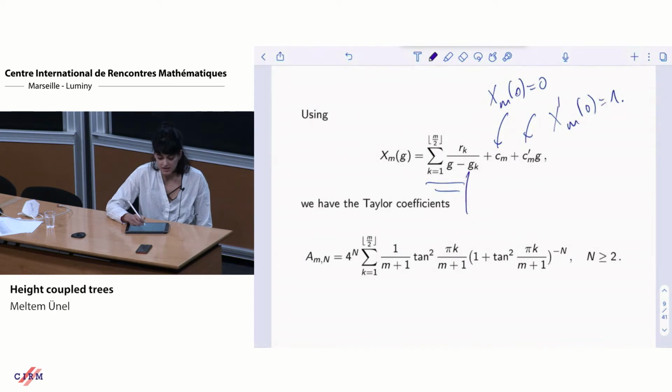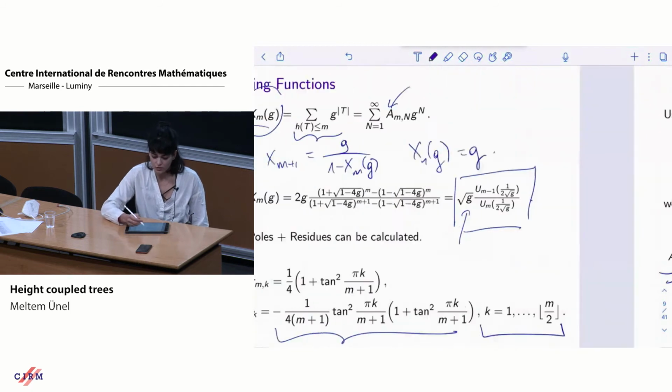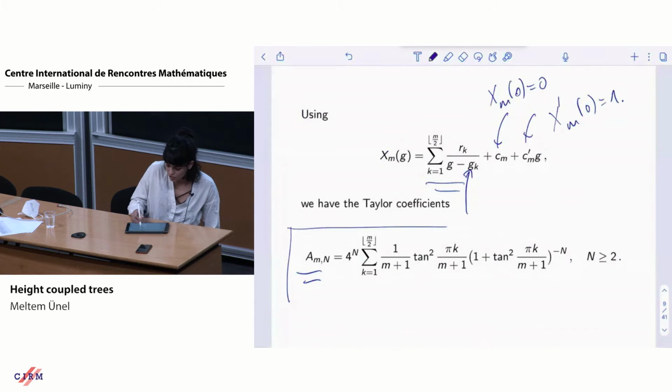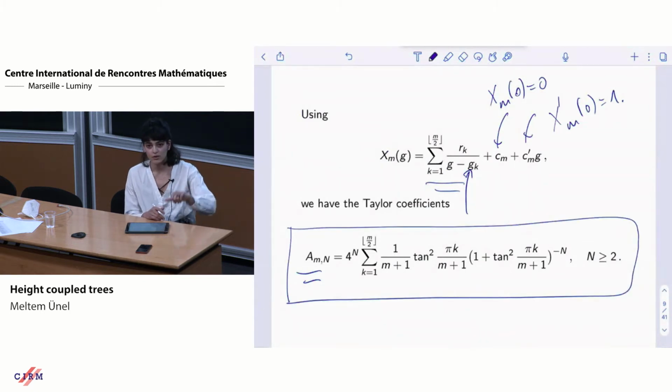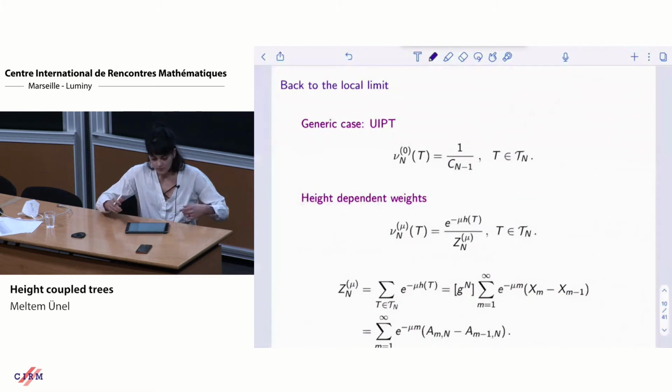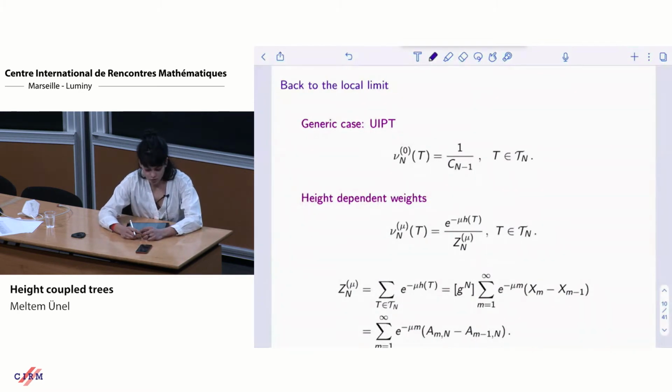And then I can just Taylor expand and find out these coefficients that were the Taylor coefficients of my generating function. The explicit form of these coefficients is going to be important again for the second part of the talk. But it is good to keep in mind that there is a sum over the poles here, k runs from 1 to m over 2, because this is going to be used again. So I said I want to find the local limit of these objects. So let's remind ourselves of the uniform infinite planar tree.